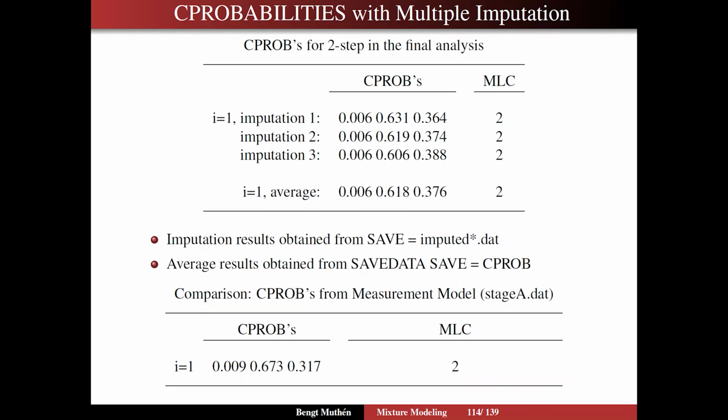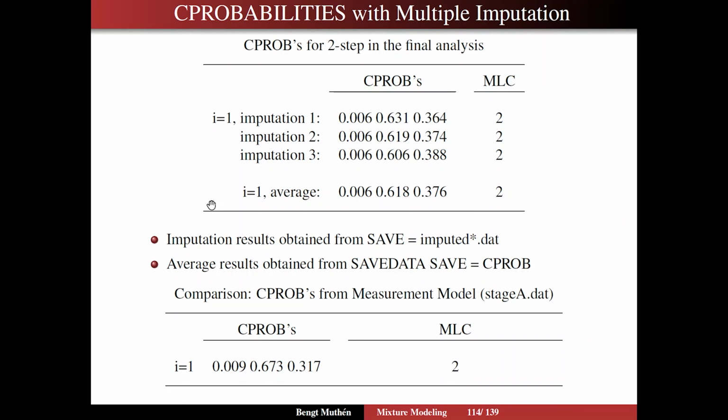So slide 114 then shows how this works. C probabilities with multiple imputation. And this is a 2-step final analysis. So let's focus on individual 1, and a case where you do 3 imputations. So imputation 1, the class probabilities here. They change a little bit across imputations. It's a little variation, random draws from this model, but they're fairly close. And in all 3 cases, the most likely class designation is class 2.